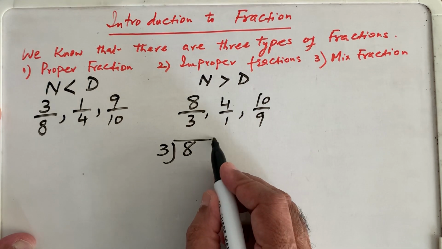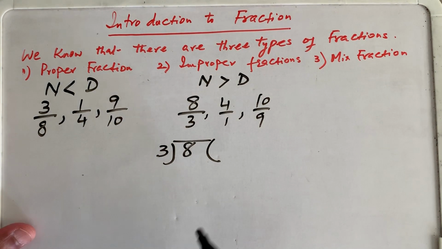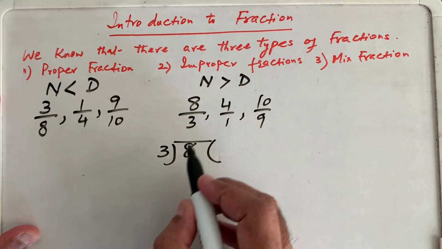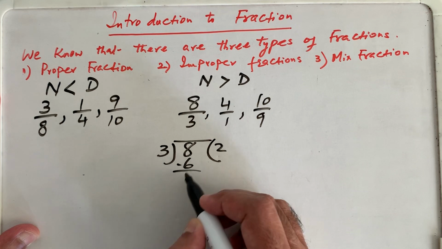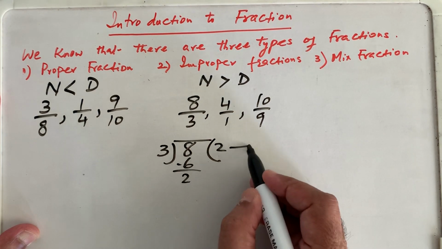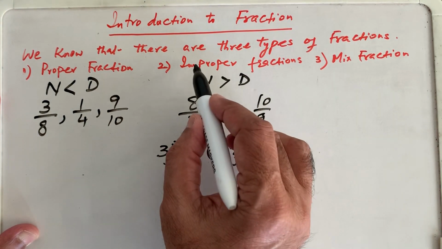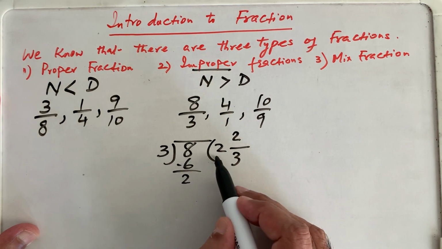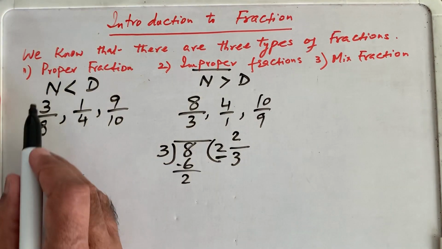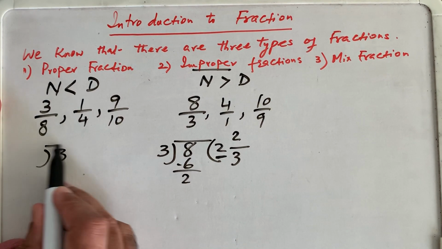Another fact is that a fraction can be written as a division. So this fraction can be written as a division, 8 divided by 3. 3 times 2 is 6. When we subtract, we get 2. And my answer is 2 whole and 2 by 3. So in this type of fraction, which is an improper fraction, the division is possible and we have some whole number.